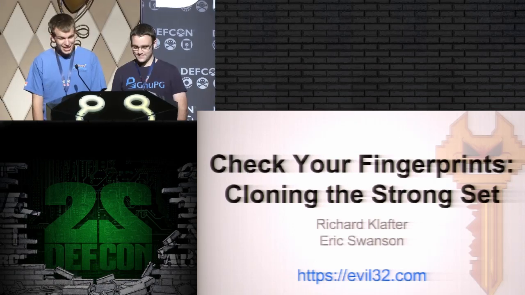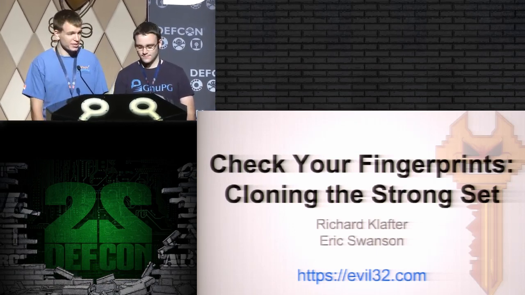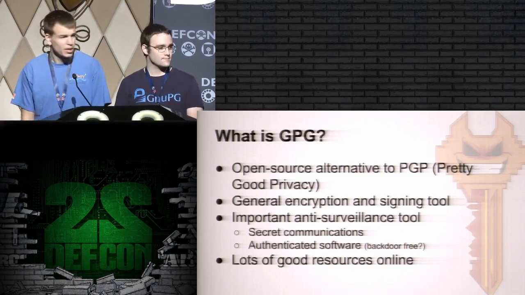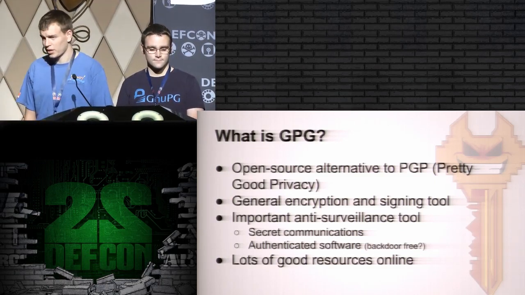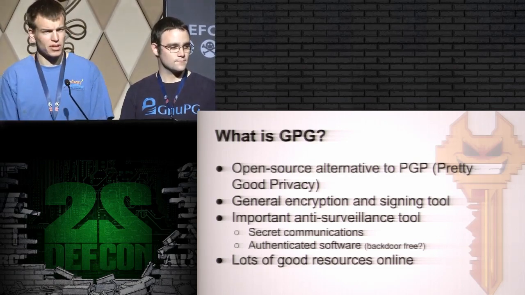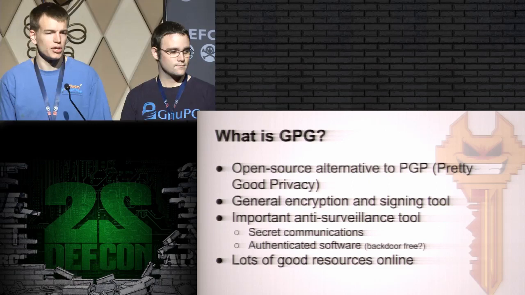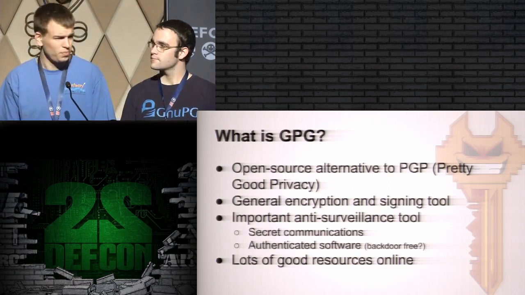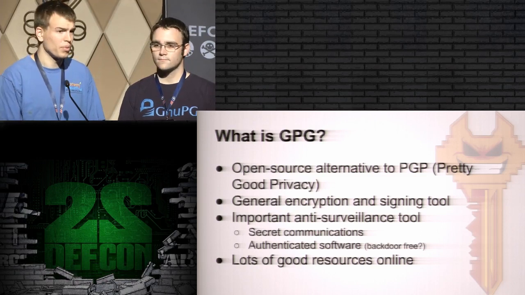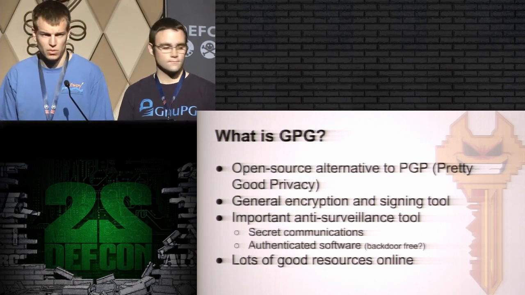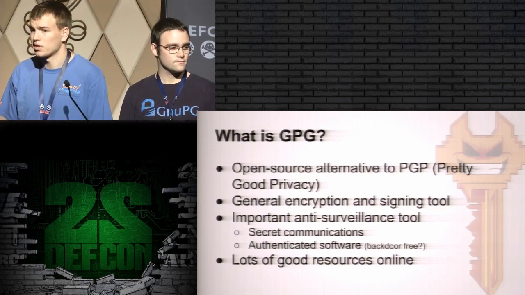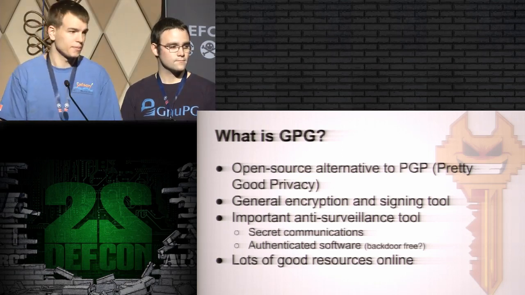Anyway, today we're going to be talking to you about checking your fingerprints. Specifically, we're going to be talking to you about checking your GPG fingerprints. So we're going to do a little bit of background just to get everyone up to speed. GPG is an open source alternative to PGP. It's a general encryption and signing tool, and it's a very important anti-surveillance tool. That is, it's used for both sending secure messages between individuals, corporations, etc., and signing packages and messages so that you get the message. It's from who you think it is.